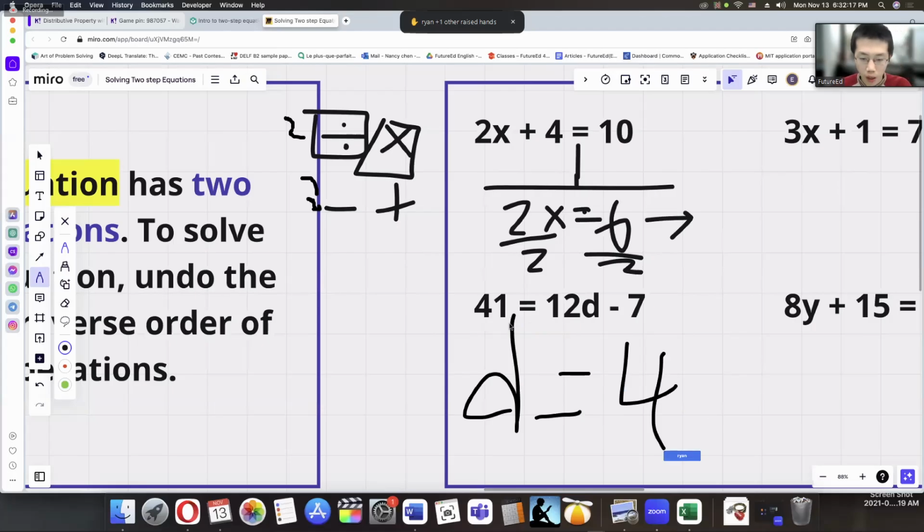Nicole, would you like to try? Ryan, can you please not scribble so fast and give away all the answers on the screen, please? Thank you. Nicole, would you like to try 41 equals 12d minus 7, please?